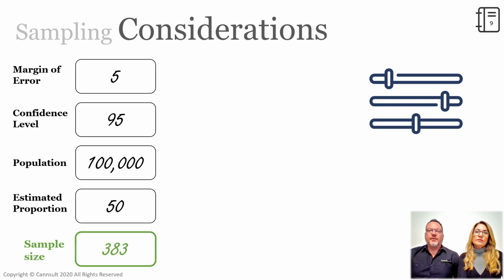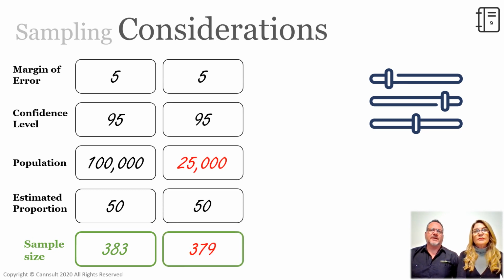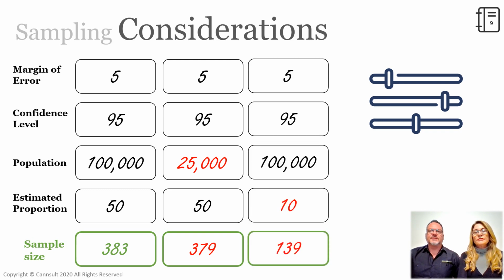Now let's look at how the population size affects our sample size. If we reduce our population to 25,000, it barely has any impact on the sample size. And lastly, let's play with the estimated proportion. Our original example estimated that 50% of the population has the characteristics we are looking for, for example, defects. If we reduce the estimated proportion to 10%, our sample size goes down to 139.